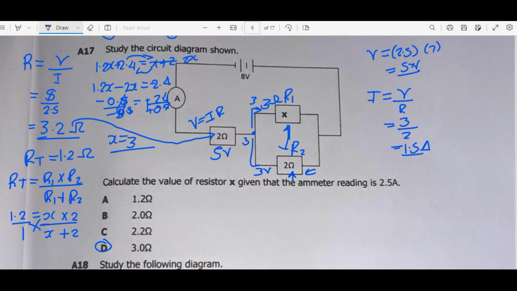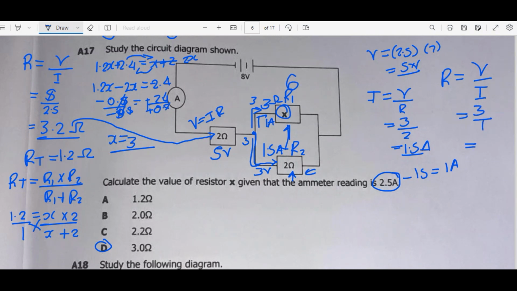From the 2.5, 1.5 went through this one. Here we have 1.5 amps. From this 2.5, let's take away 1.5. What we are going to have is 1 amp. So 1 amp went in this direction. Here we have 1 amp. Let's find the resistor here. Resistance is equal to voltage over current. Voltage here is 3 over current is 1. 3 divided by 1 is still 3. So we are still getting the same answer.